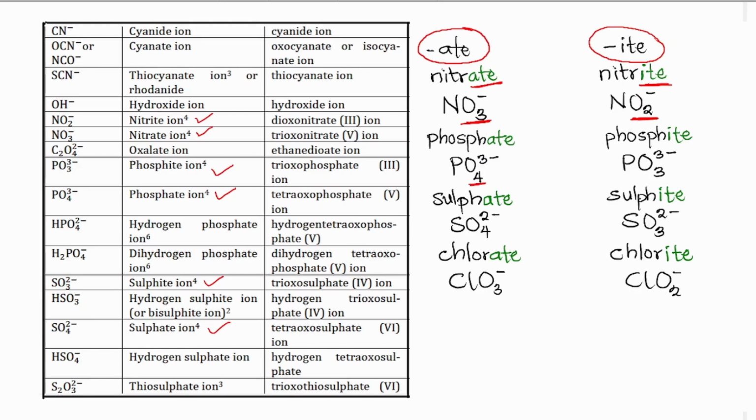Phosphate has 4 oxygen atoms, while phosphite has 3 oxygen atoms, 1 oxygen atom less than phosphate. Sulfate has 4 oxygen atoms, while sulfite has 3 oxygen atoms, the one with fewer oxygen atoms. The same thing applies to chlorate and chlorite. Chlorite has 2 oxygen atoms and chlorate has 3 oxygen atoms. That is, chlorate has 1 oxygen atom more than chlorite.